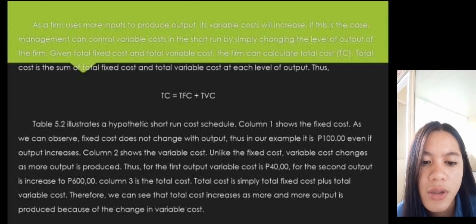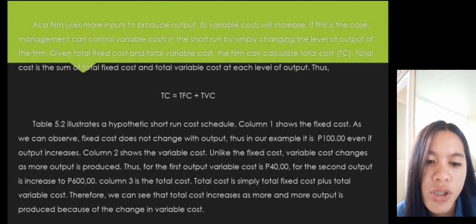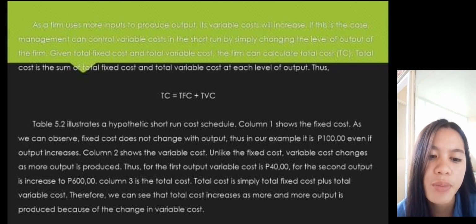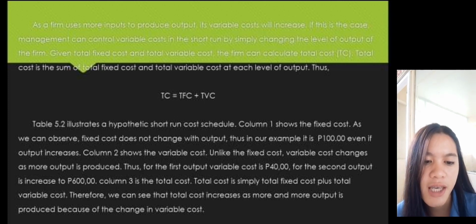And then column 3 is the total cost. Total cost is simply total fixed cost plus total variable cost. Therefore, we can see that total cost increases as more and more output is produced because of the change in variable cost. So, amo ini siya sa table, makita natin.